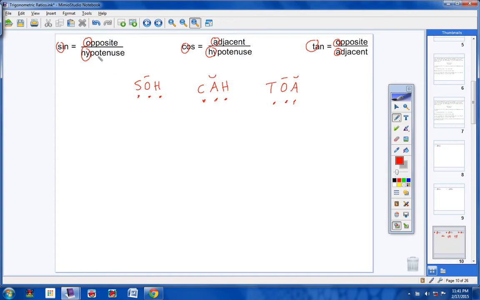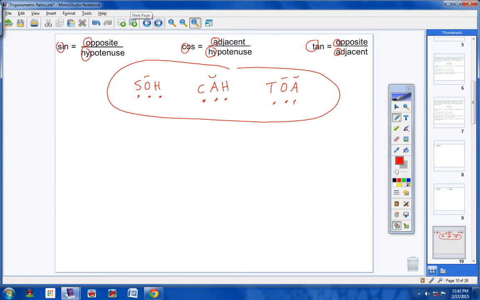Okay? Because you need to memorize these, and this makes it a lot easier. Remember, your O's are long, your A's are short. SOHCAHTOA. SOHCAHTOA. Does that help? I hope that it does, okay? You need to know these trig functions, or these trig ratios.